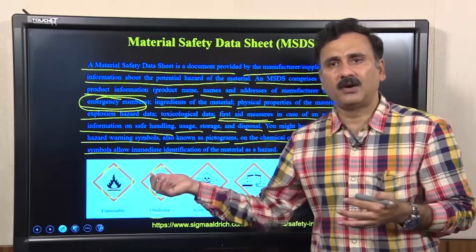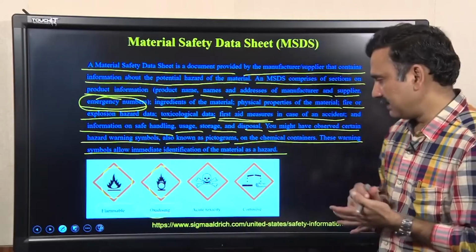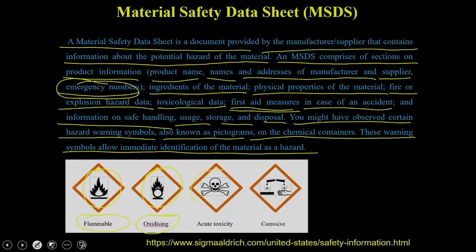One of the classical oxidizing materials is bleach, for example. Then you have this symbol, which says that this is a very toxic material. It can be a poison, or it can be life threatening, so its LD50 is going to be very low. Then you have this symbol, which says that the chemical is corrosive in nature, which means it could be a strong acid or strong base.